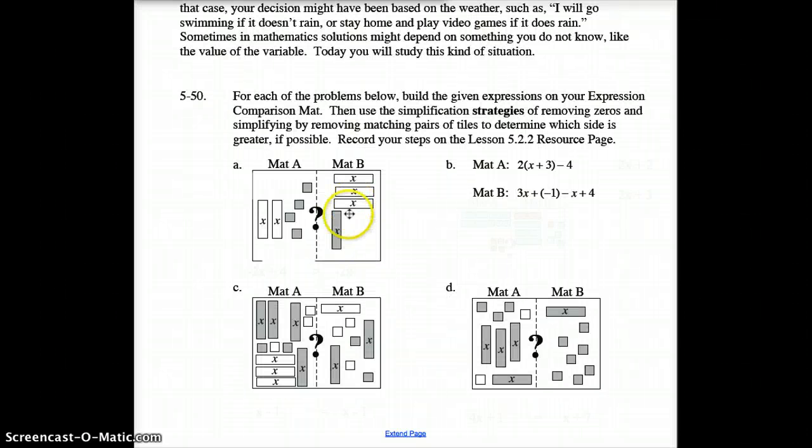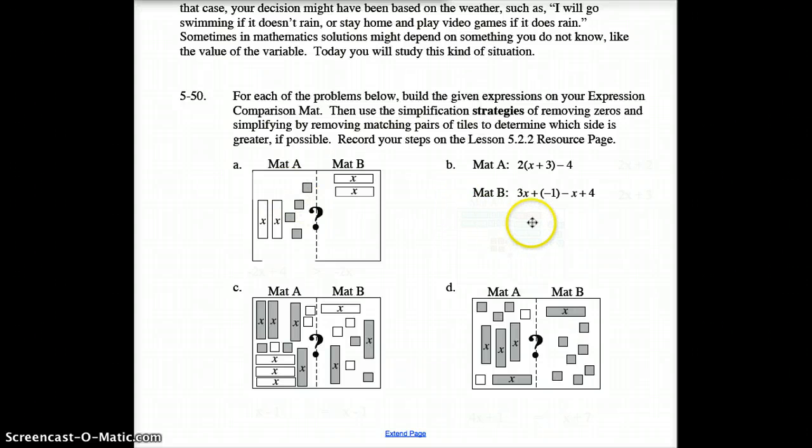We've got this negative x and this positive x, so those can cancel each other. What we're left with then is two negatives over here, two negatives over here, and those can cancel. So then I've got positive 4 for mat A and 0 for mat B, so mat A would be greater.